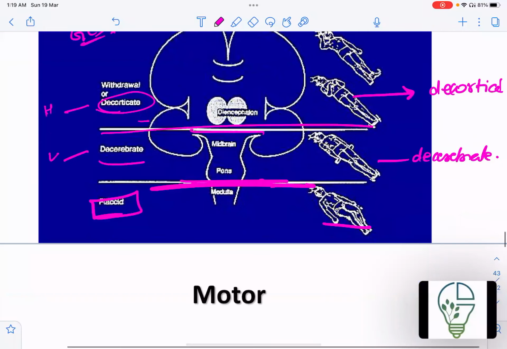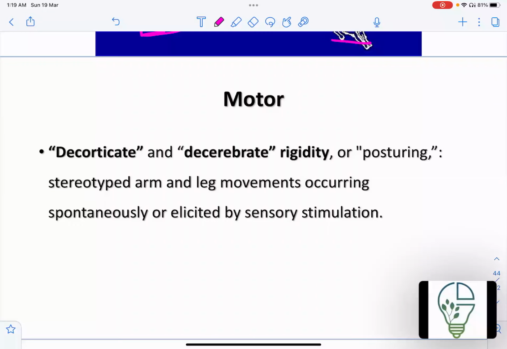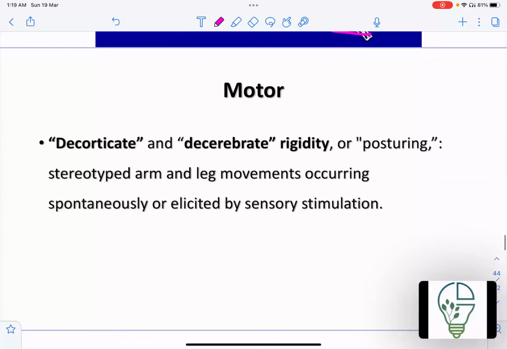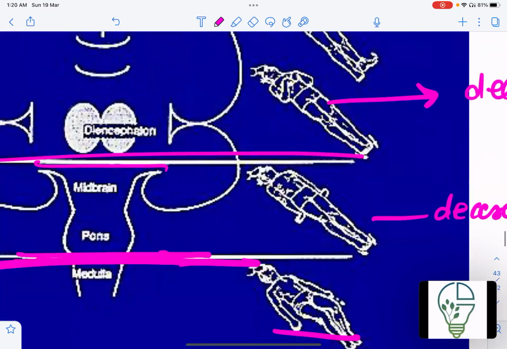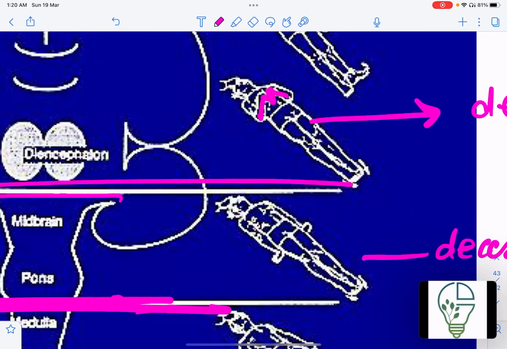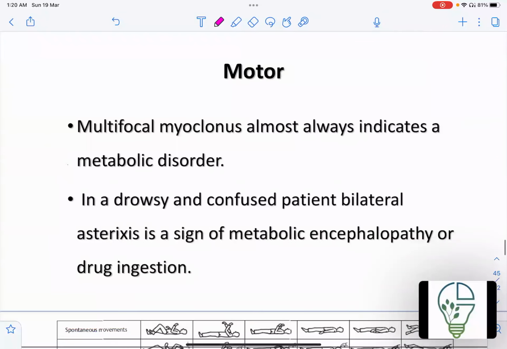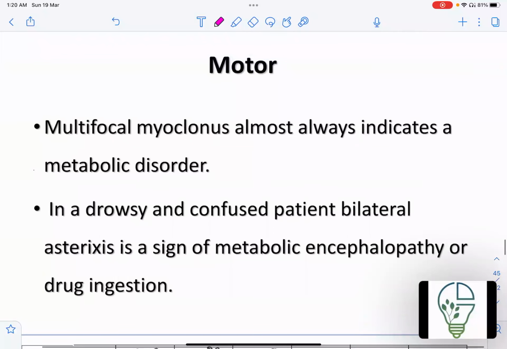All right. So the motor region also directly correlates to how much there's been an injury. So decorticate, decerebrate, all of these posturing. Decorticate, basically the arms are flexed. They're holding their arms together like this. Decerebrate, the arms are like this. So they're stiff, like in a tension almost. So just remember that. All right. So what do we mean by multifocal myoclonus? When we mean that, it's almost like an epileptic attack.